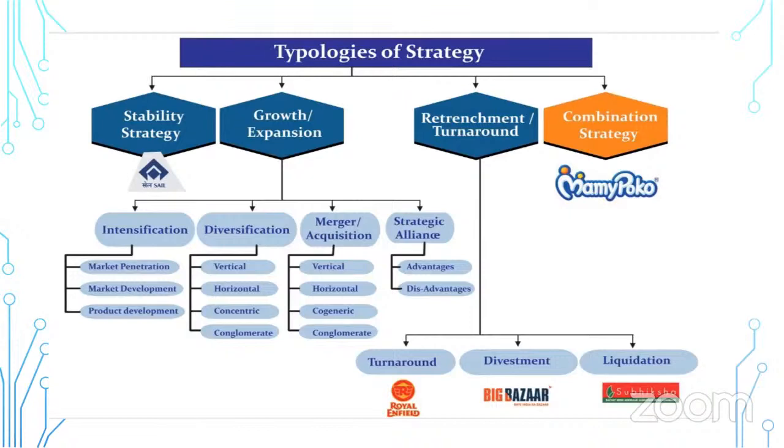नेक्स्ट स्ट्रेटजीज इज ग्रोथ एंड एक्सपेंशन स्ट्रेटजी. सो उसमें भी 4 टाइप्स होते हैं: इंटेंसिफिकेशन, डाइवर्सिफिकेशन, मर्जर एंड एक्वाजिशन एंड स्ट्रेटेजिक अलायंस. Okay, so first is intensification. There are also 3 types of the intensification: market penetration, market development, product development. Okay, the first is market penetration.